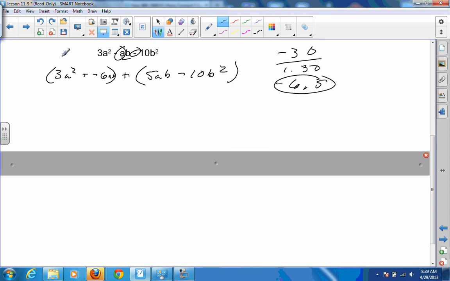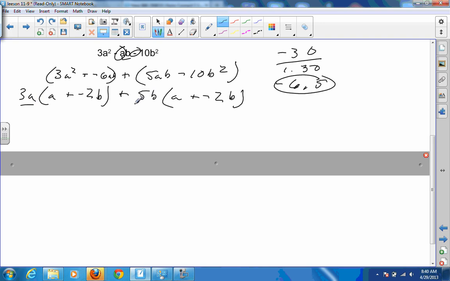Again, factor by grouping. What is my greatest common factor here? I can pull out an entire 3a, and I'm left with a plus negative 2b. Plus, what can I pull out here? I can pull out a 5b, and what's left is a plus negative 2b again.